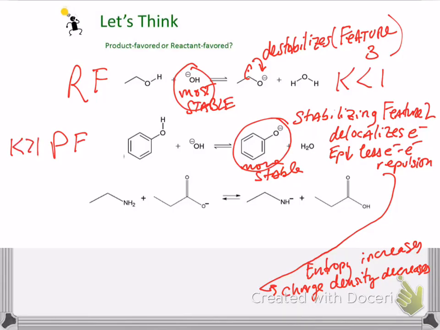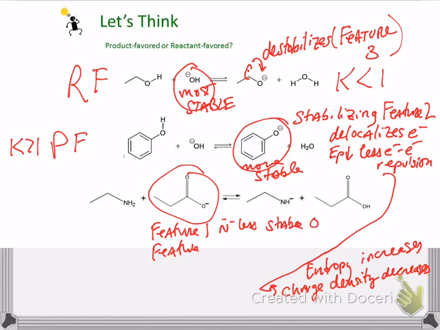And then for the last one, we're comparing this group here, where there's a feature 1 analysis: nitrogen with the negative charge is definitely going to be less stable, a better base than O minus. It's going to be a much better base, which means that it's less stable. We also see feature 2 because of the single bond, double bond in the reactants. So for both reasons, we would pick reactant favored. The base in the reactants is going to be much more stable because of the O minus negative charge on the most electronegative element, and then feature 2 stabilization.